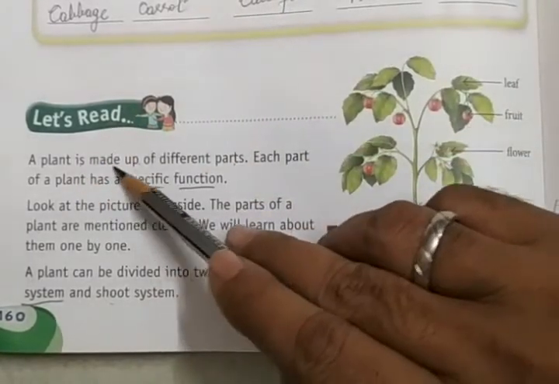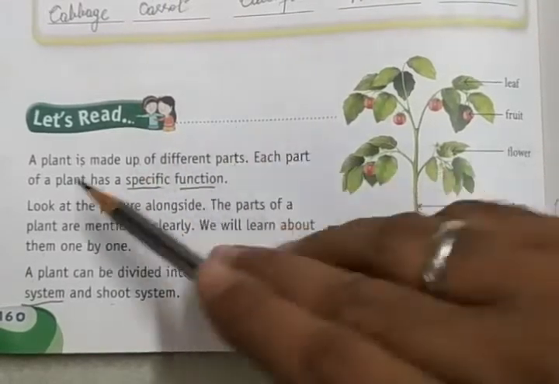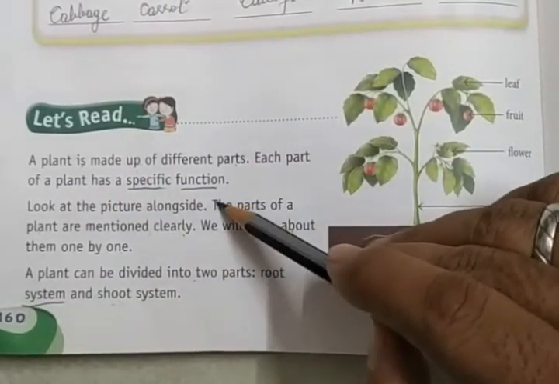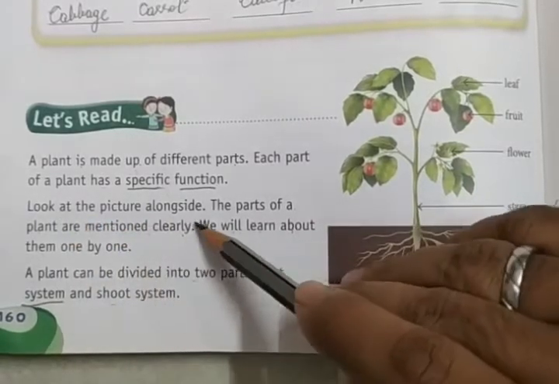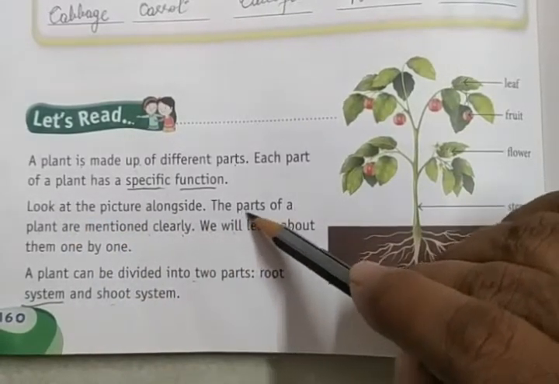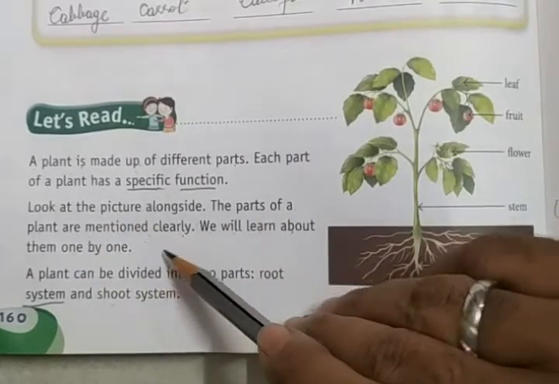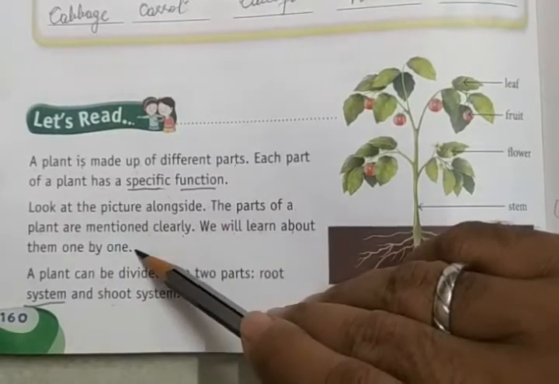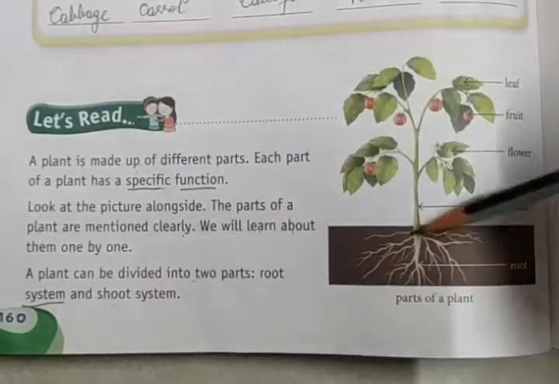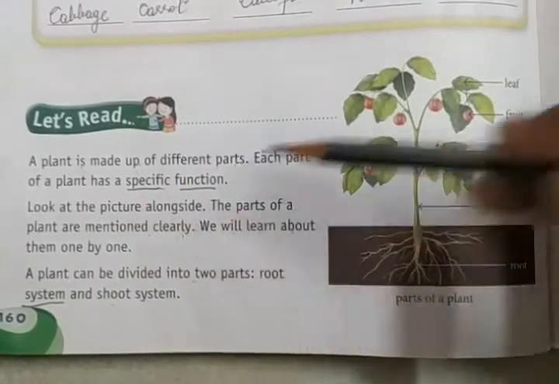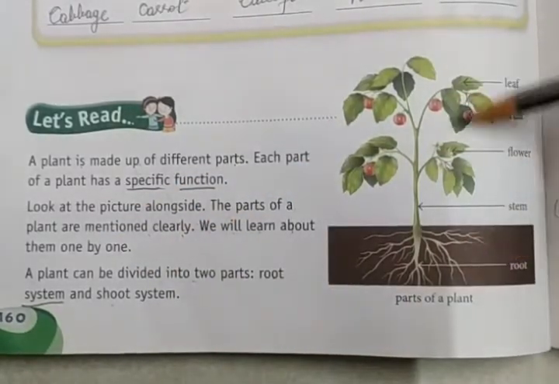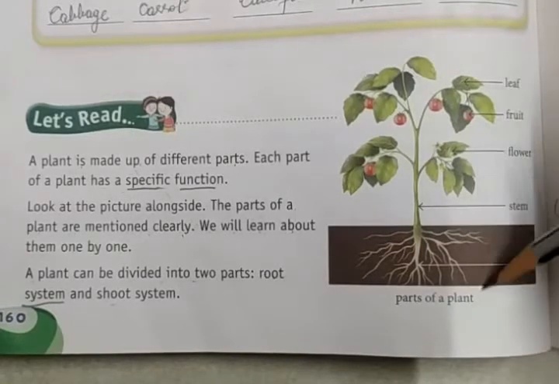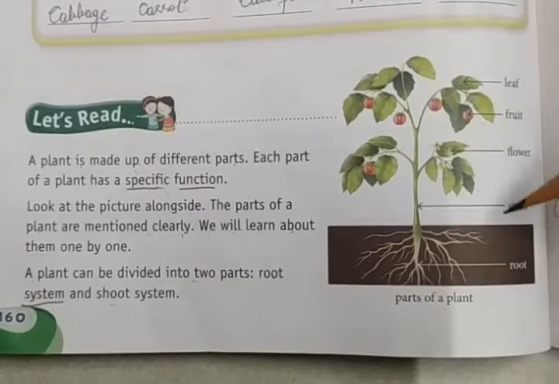Okay, a plant is made up of different parts. Each part of a plant has a specific function. Look at this picture alongside. The parts of a plant are mentioned clearly. We will learn about them one by one. In this picture, the parts of the plant are these: under the ground is root, above the ground is stem, flower, fruit and leaf. We will learn about them one by one.